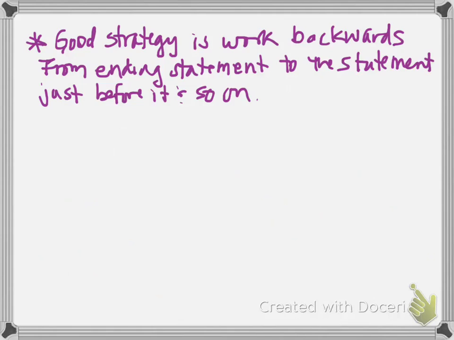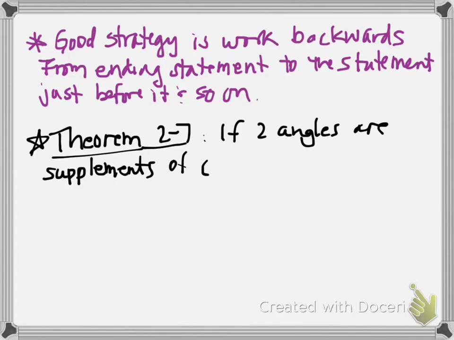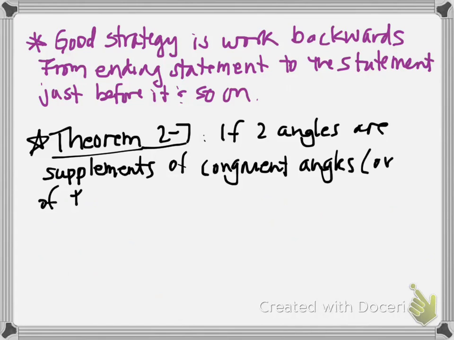So let's do a couple. We'll do a theorem, and then we'll do its proof. Because remember, theorems need to be proved. So Theorem 2-7 states this: if 2 angles are supplements of congruent angles, and then it says in parentheses, or of the same angle.